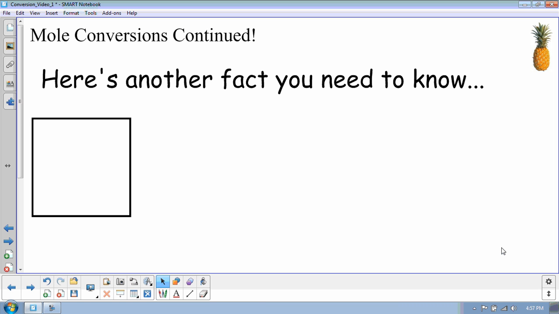This is a lot more common. The reason is because we have a balance, and on that balance it measures things in grams. So this is a lot more useful for us. So mole conversions continues. Here's another fact that you need to know. Our periodic table for a little while has just kind of been sitting there looking a little lonely, giving us a little bit of information, but here it's going to be a really big help.